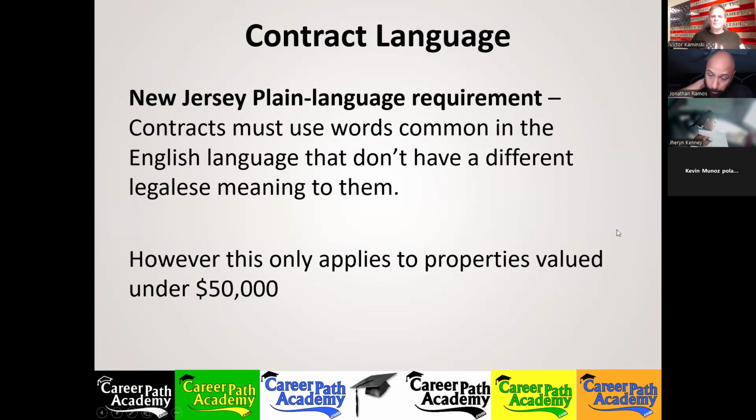All right. New Jersey has a plain language requirement that says that you have to use words common in everyday English language in our contracts that don't have separate legalese meanings to them. However, that only applies to properties valued under $50,000. Ain't a whole lot of them anymore. So that's why it's like a little blurb in the book and no longer a big paragraph. It used to be half a page that covered that.